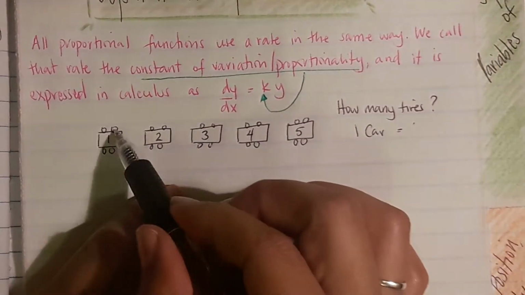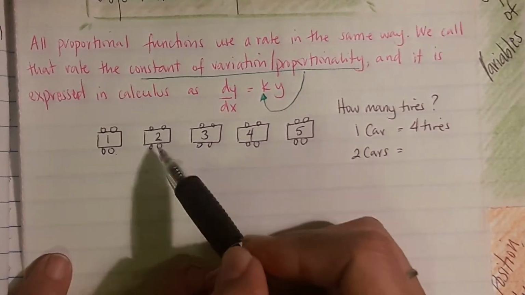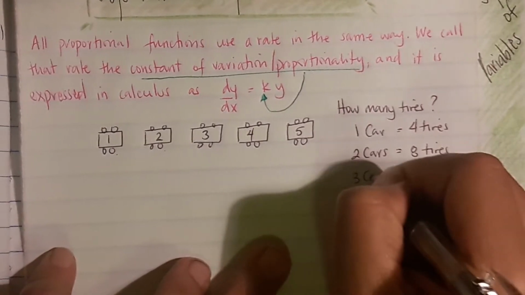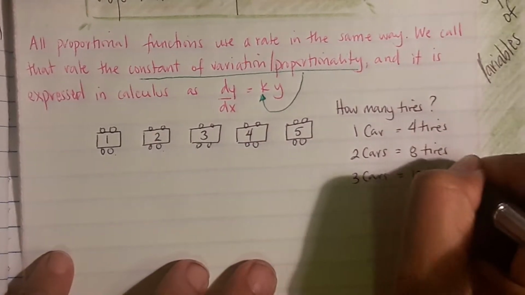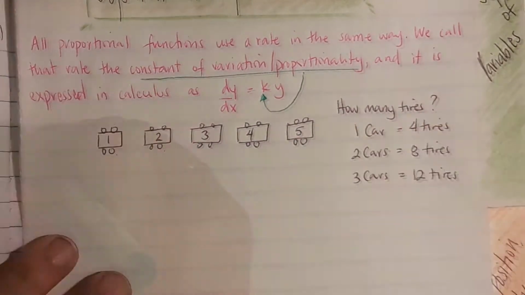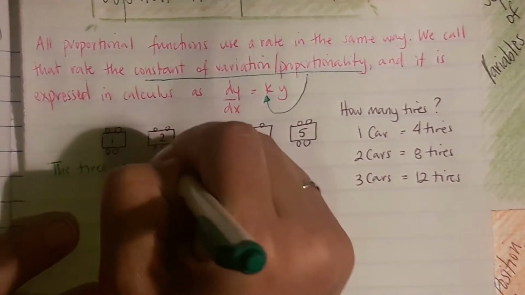So one car is obviously 4 tires. I count 4 tires. 2 cars is how many tires? 1, 2, 3, 4, 8. 8 tires. 3 cars is 1, 2, 3, 4, 5, 6, 7, 8, 9, 10, 11, 12 tires. We could go on forever, but no one has time to count all these tires. So the tires are changing proportionally.